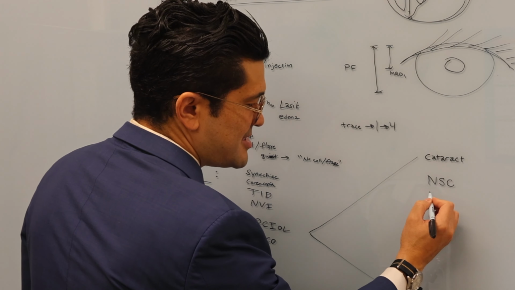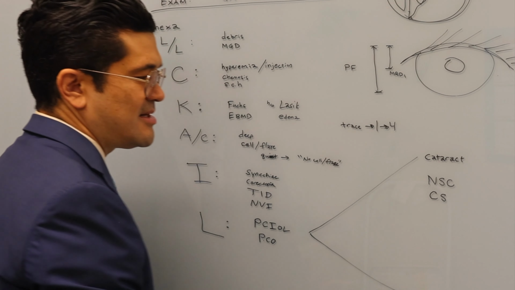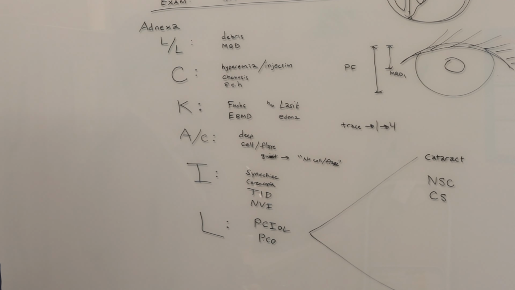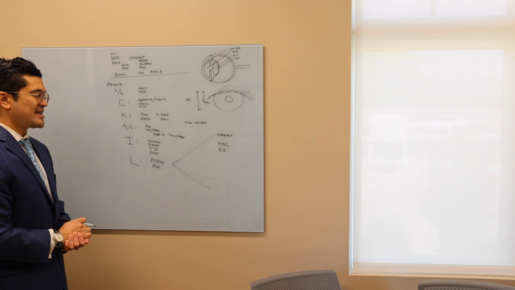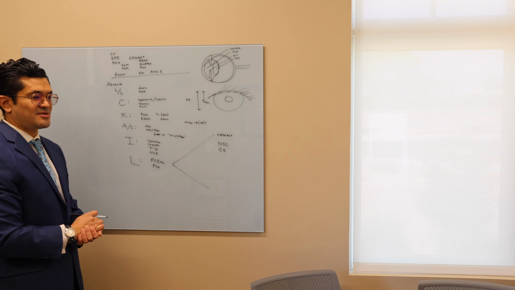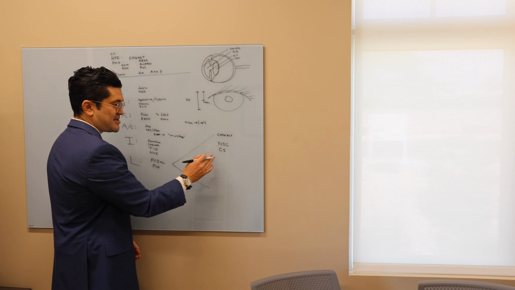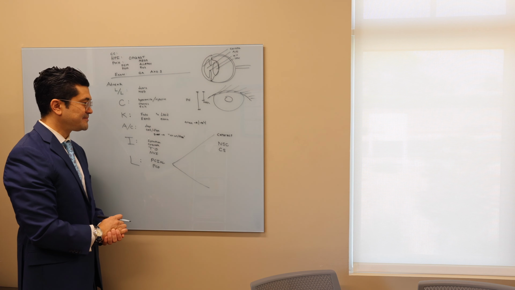The next common type of cataract you might see written down is CS. That stands for cortical spoke. In these cataracts, you'll see spoke-like projections that start in the periphery and extend centrally. We'll also give these a grade scale, maybe 1 to 4 again.